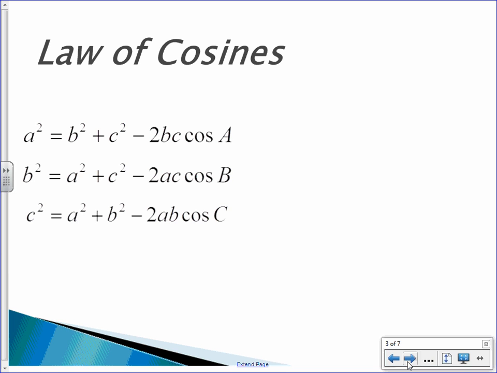Okay? So here is the law of cosines. You don't have to write all three of them down because they're just different versions of each other. But if you'd like to write them all down, you can. After you write at least one of them down, I'll show you the pattern. Just remind you of the pattern.